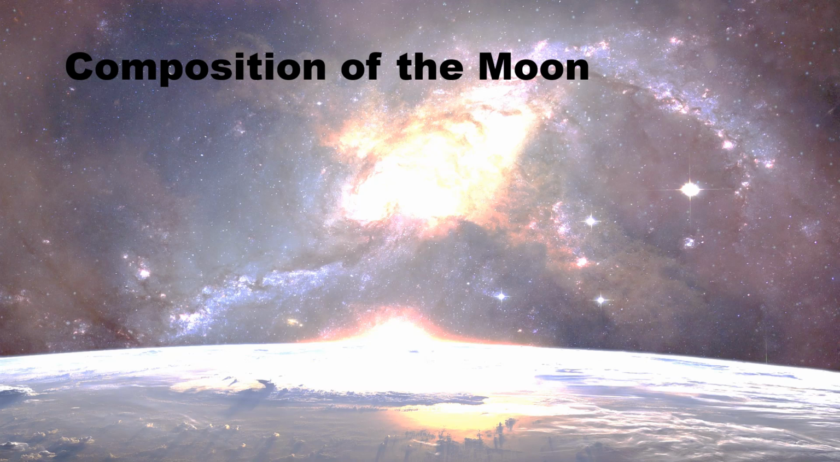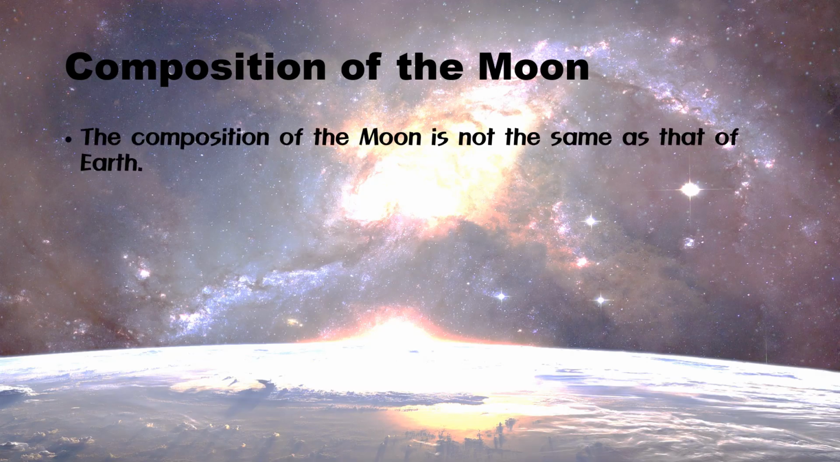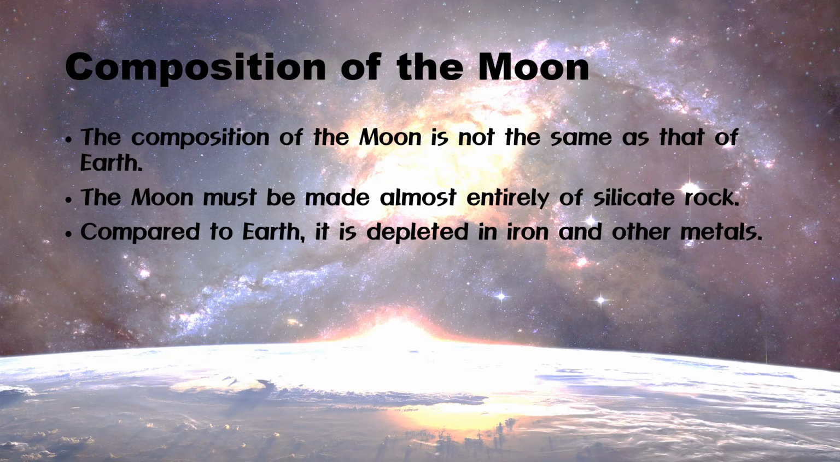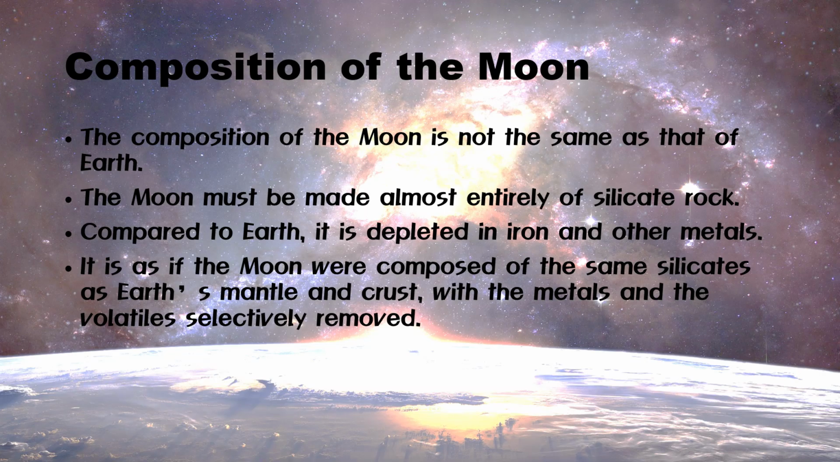So if we start looking at the composition of the Moon, this is again one of those things that we learned from those studies on the Moon's surface. We found that the composition of the Moon is not the same as that of Earth. It might be similar, but is not the same. In fact, we found that the Moon must be made almost entirely of silicate rock. Compared to Earth, it's depleted in iron and other materials. It's as if the Moon were composed of the same silicates as Earth's mantle and crust, with the metals and the volatiles selectively removed. So again, we're similar, but it's not the same.